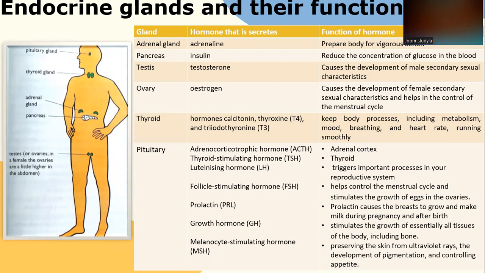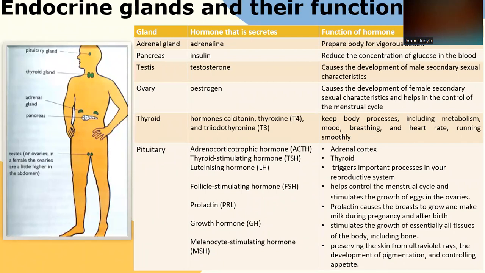The hormone that comes from the adrenal gland is called adrenaline. The function of adrenaline is to prepare the body for vigorous action. From the pancreas, the hormone that is secreted is called insulin. Its function is to reduce the concentration of glucose in the blood.